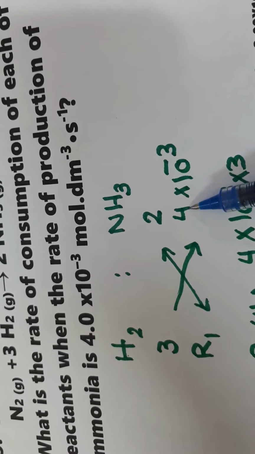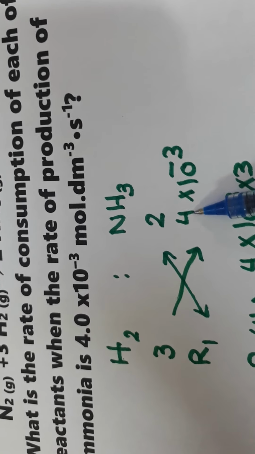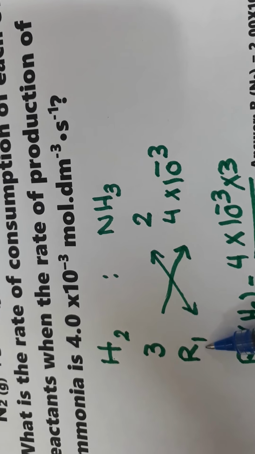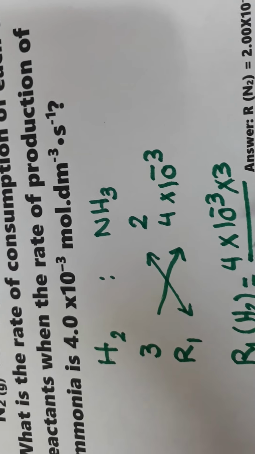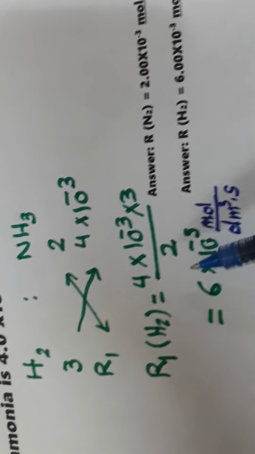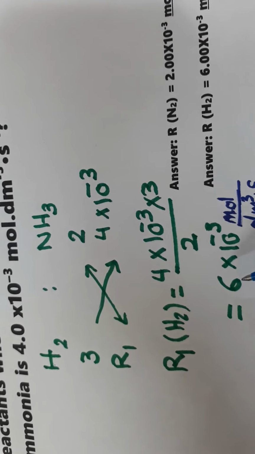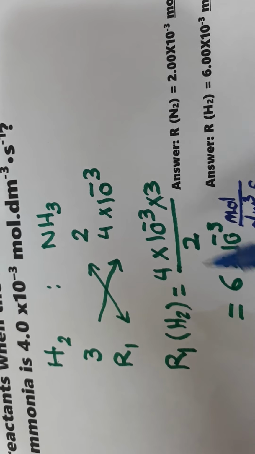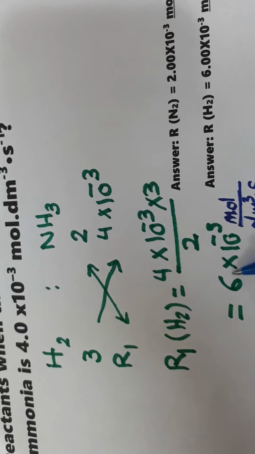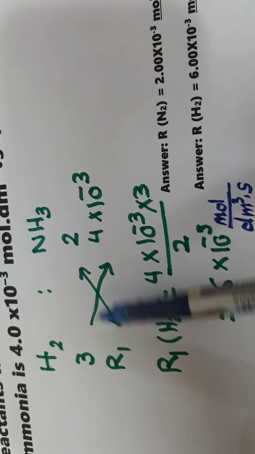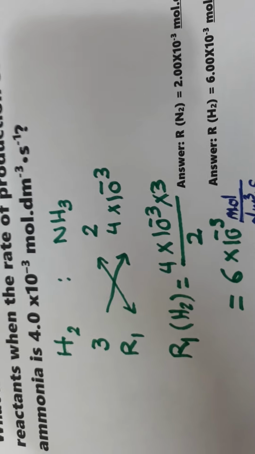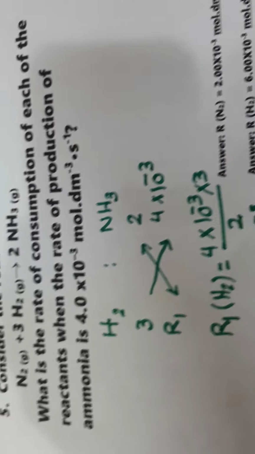The rate of reaction depending on the concentration of ammonia is 4 times 10 to the power negative 3. What is the value of the rate of reaction depending on the hydrogen? By cross multiplication, find the rate of reaction depending on the hydrogen. Observe this is 1.5 times the rate of ammonia. Why? Because the mole ratio is 3 to 2, not 1 to 1 as in the previous example. And you can calculate the rate of reaction depending on the nitrogen by the same method.